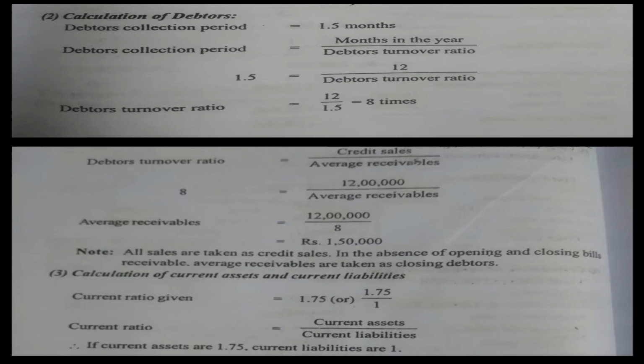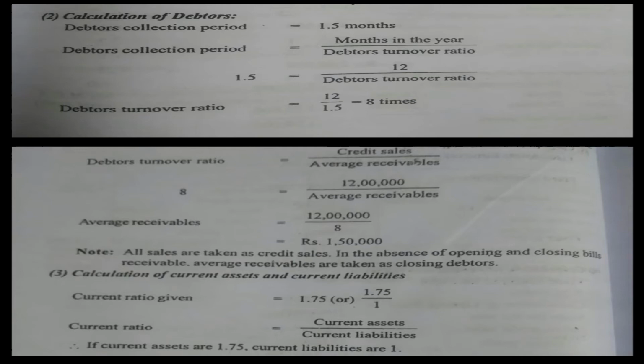Therefore, 1.5 is equal to 12 divided by debtors turnover ratio. So 12 divided by 1.5 is equal to 8 times. Now, debtors turnover ratio is equal to 8 times. Then the formula for that, since the problem didn't say anything, we can use directly: credit sales by average receivable. Credit sales we know is 12 lakh. Average we don't know, so we will use X here. Therefore, average receivable is equal to 12 lakh by 8, which will be 1,50,000. Since opening and closing nothing is given, we take it as closing debtors.